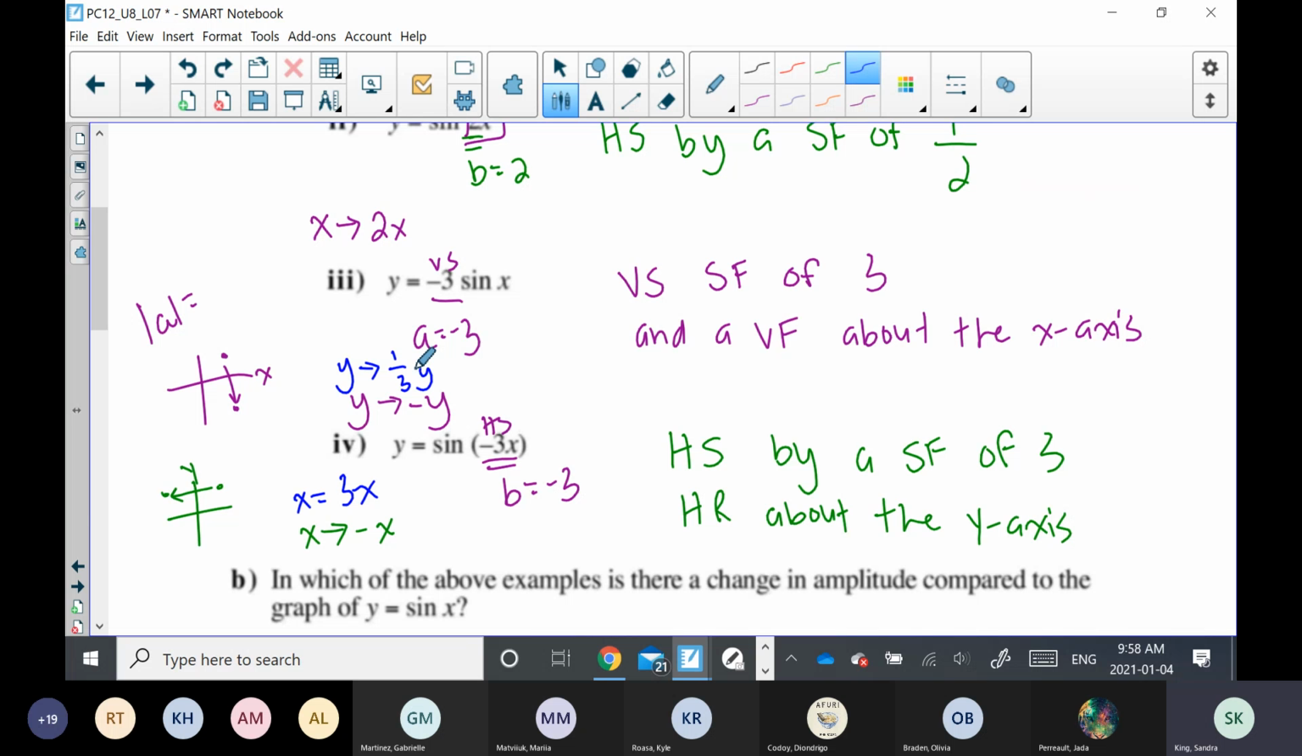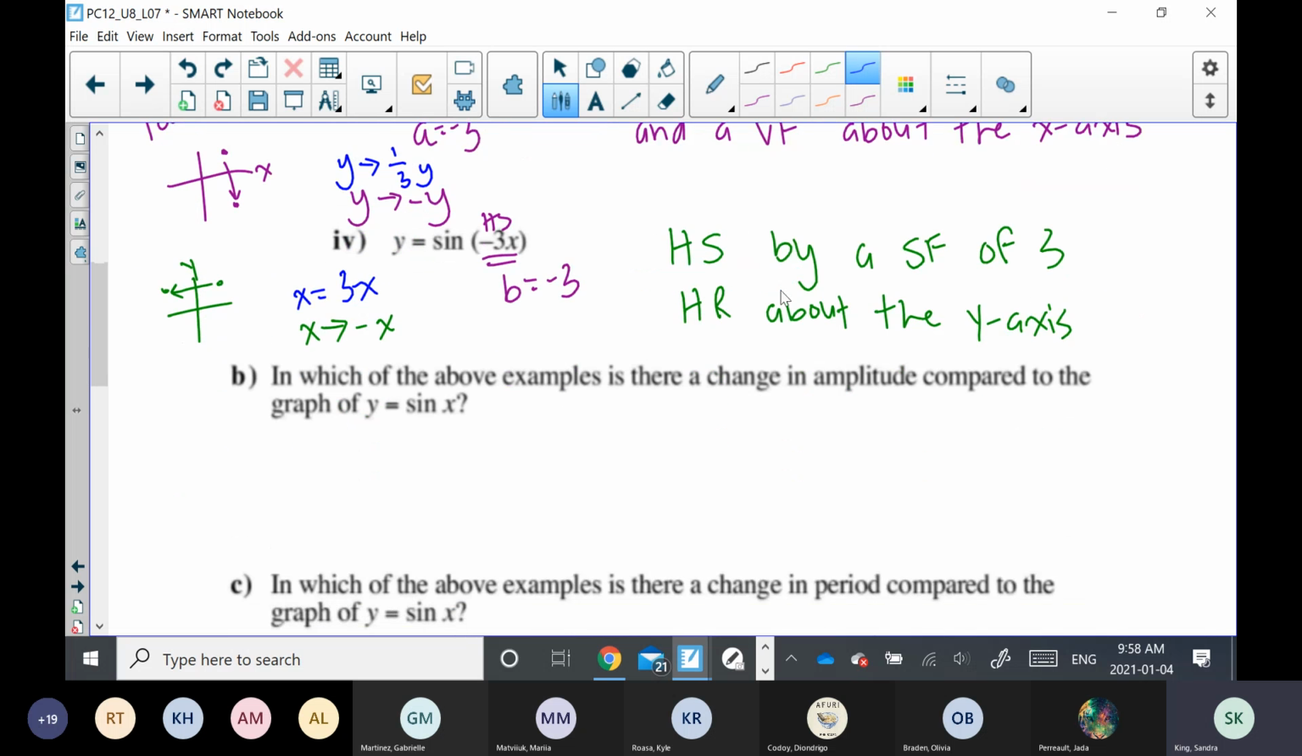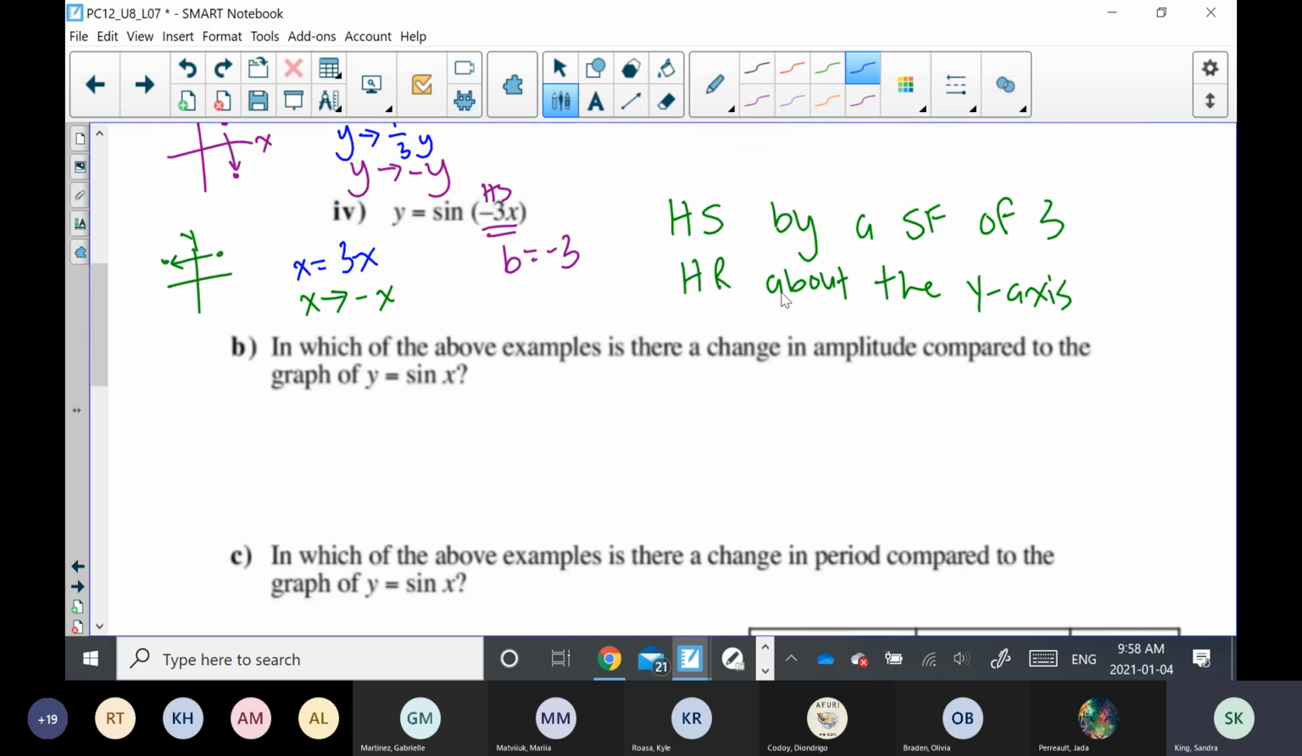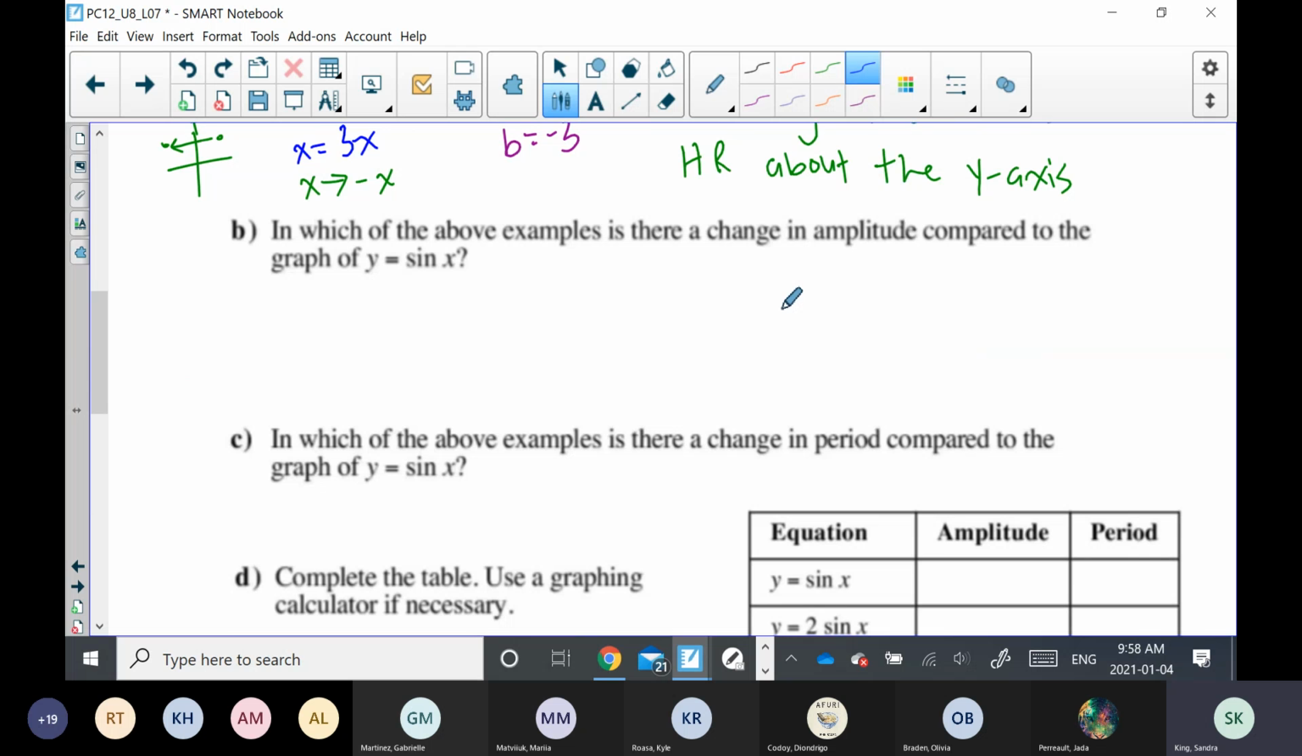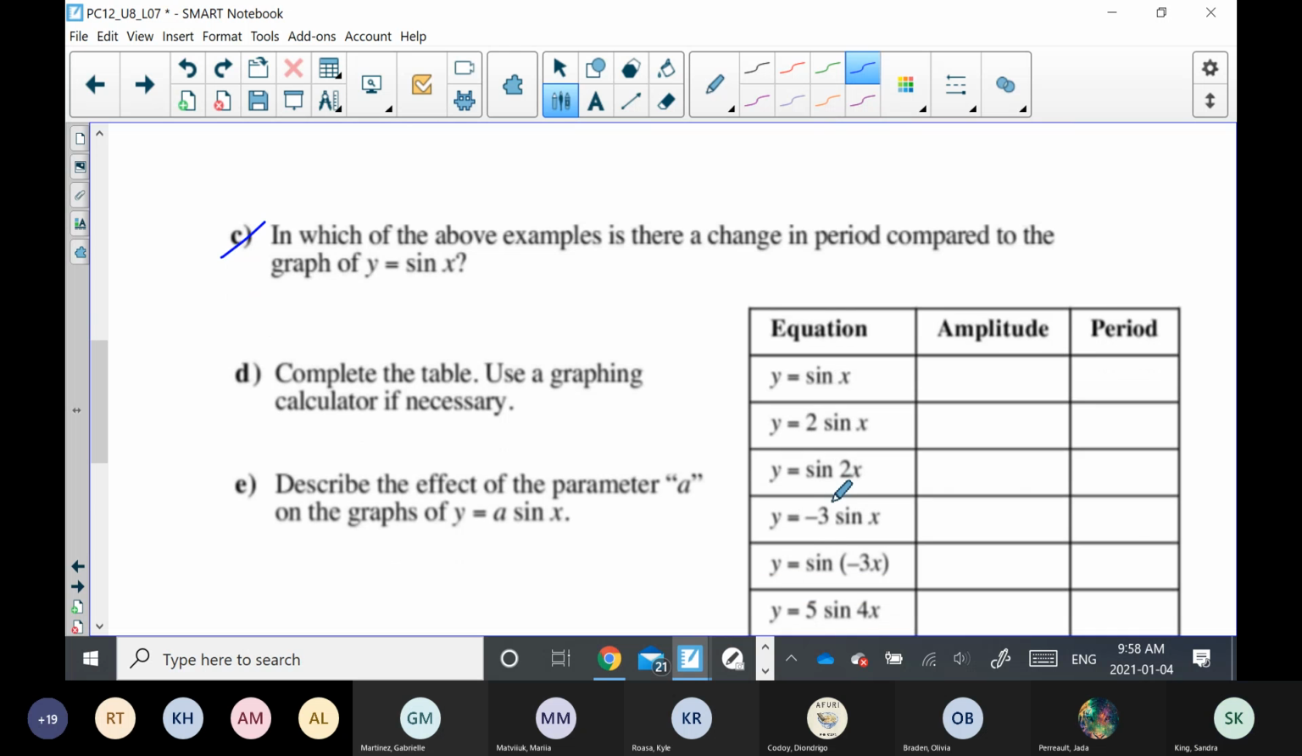Okay, so hopefully that reviews a lot. Nothing really new should be here. It should just be a review. Okay, parts b and c, I don't want to do right now. What we're going to do is complete this table.